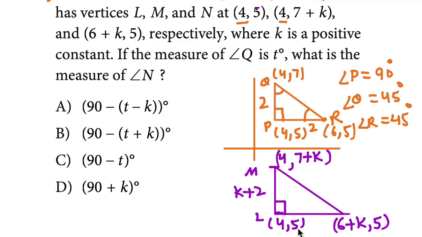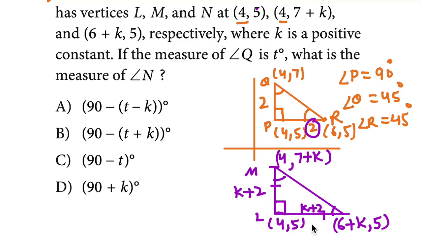Now if I come to this one, this is 4 and this is 6 plus k. So 2 is this length and this is more by k, so k plus 2 is this length. So again, this is an isosceles right angle triangle. So this is equal to this. So this angle will be equal to 45 degrees and this angle will be equal to 45 degrees. I hope you understand these two triangles.